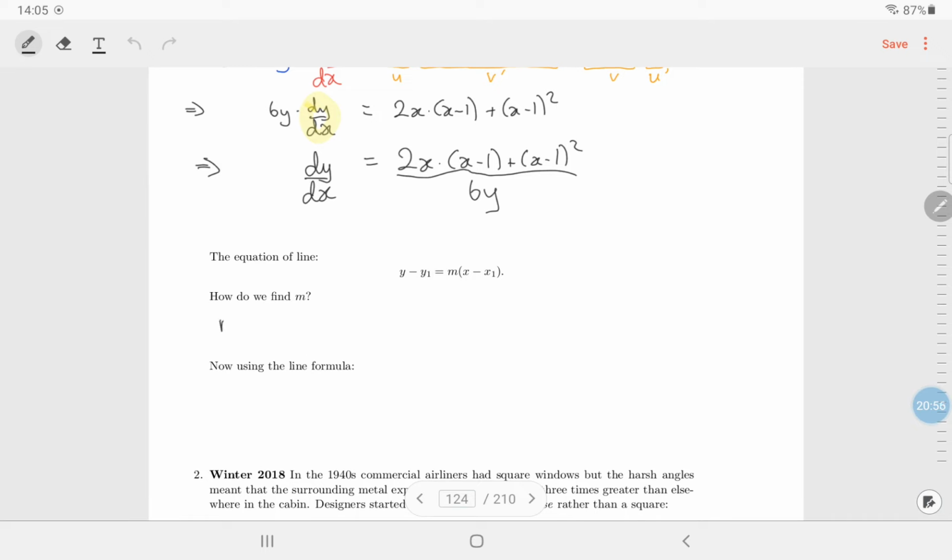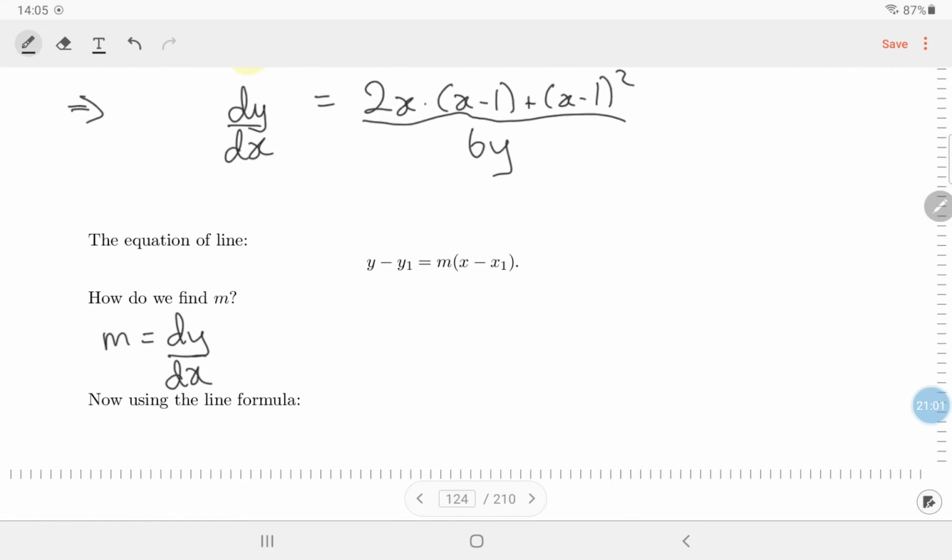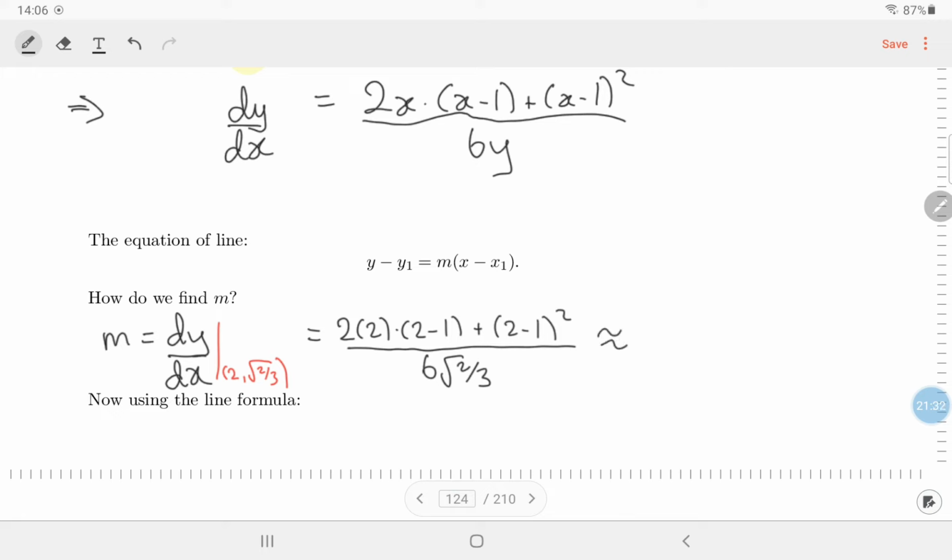And how do we find m? m is the derivative, and we want to evaluate the derivative at the point x equal to 2, y equal to root 2 over 3. So we're going to substitute x equal to 2 and y equal to root 2 over 3 into that dy/dx above. So we have 2 times 2 times (2 minus 1) plus (2 minus 1) squared, that's substituting in the x, and then substituting in the y, 6 times root 2 over 3. I'm just going to approximate this using a calculator for significant figures.